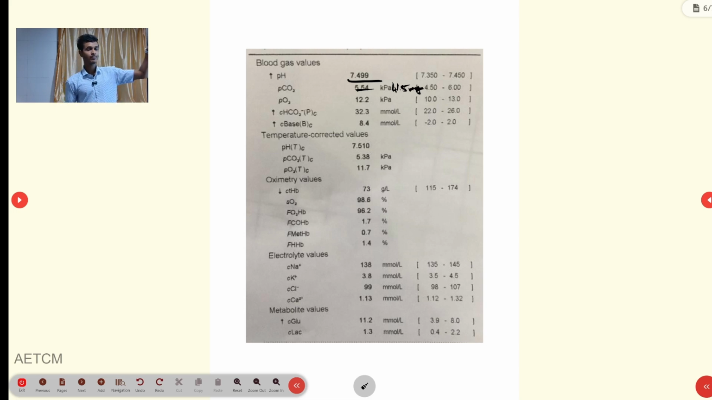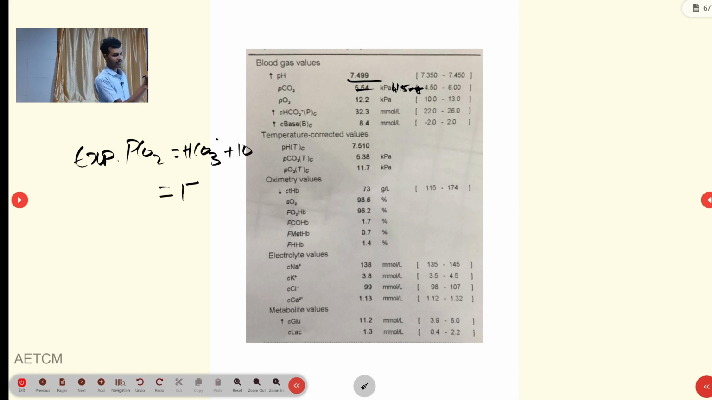So we are going to check the PCO2 level. There are a lot of formulas. One familiar formula is expected PCO2 is equal to HCO3 plus 10. So this is the formula we are going to use. The HCO3 level is 32.3, right? Then plus 10, the value will come to 42.3. So the expected PCO2 is 42.3, but in our ABG we are seeing the value of 41.5.